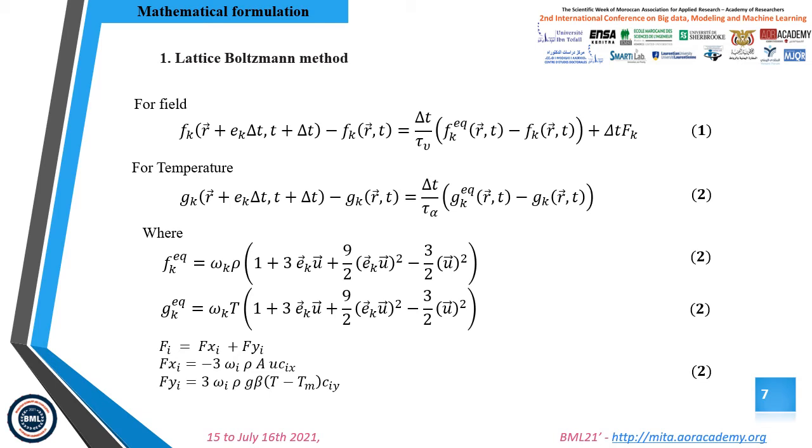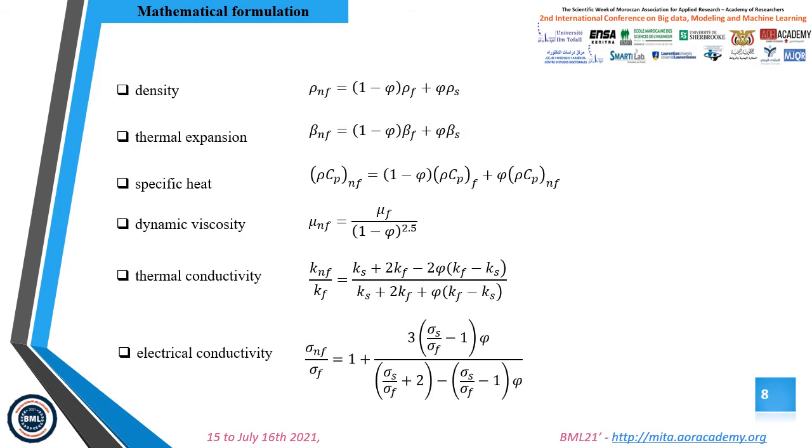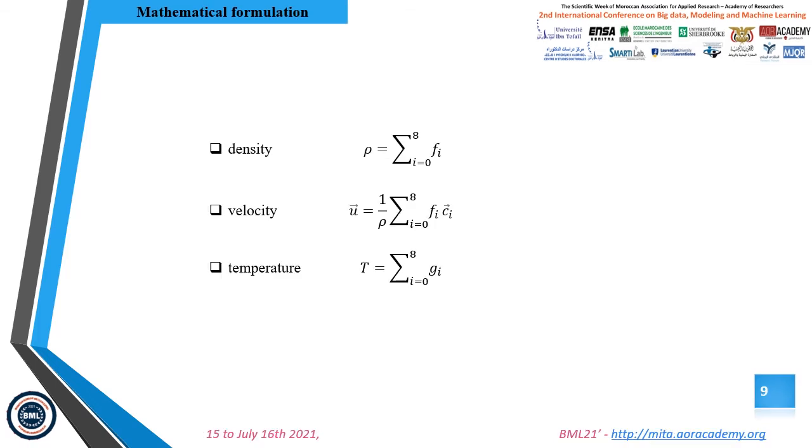This method is based on 2 main steps: collision between the fluid particles, characterized by the left side of equation 1, and streaming, which describes the movement of these fluid particles towards the neighboring nodes, characterized by the right side of equation 1. The thermophysical properties of the ferrofluid were evaluated using the following equations. The macroscopic quantities are calculated as follows.